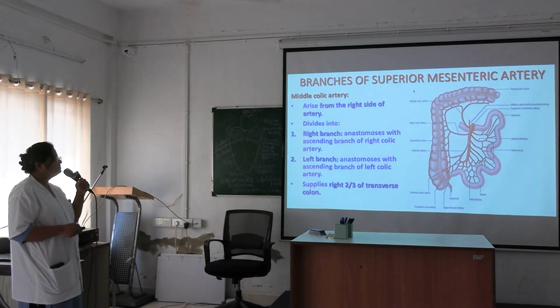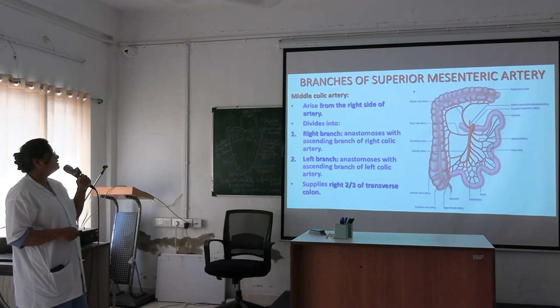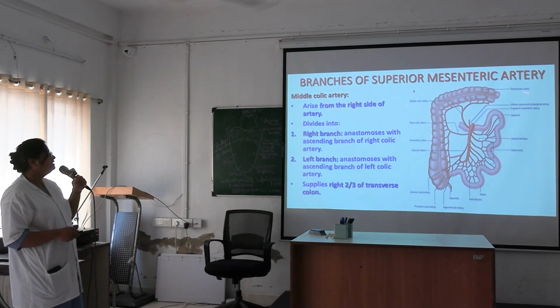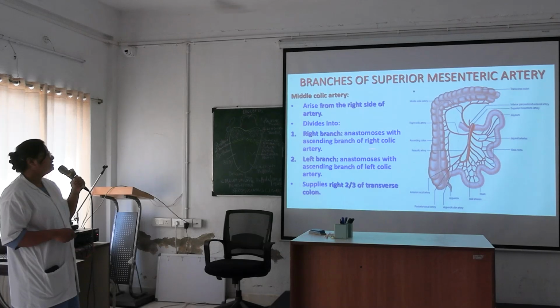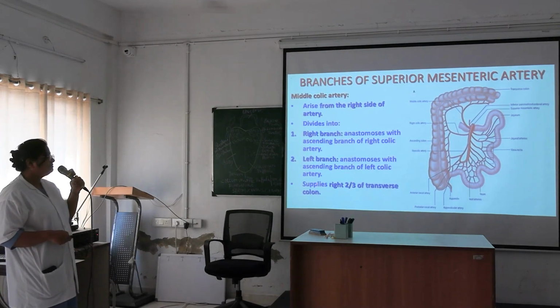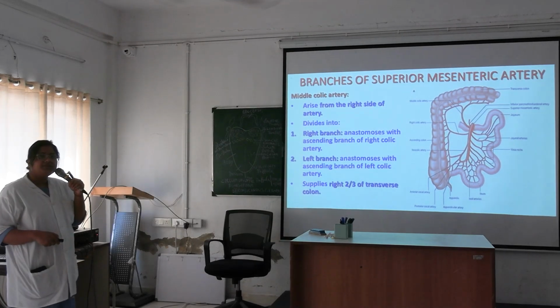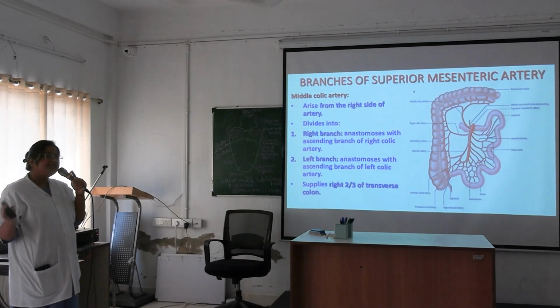Next is the middle colic. This one is middle colic, arising from the right side of the artery, dividing into right branch and left branch. The right branch anastomoses with the ascending branch of right colic, the left branch anastomoses with the ascending branch of left colic, and it supplies the right 2/3 of the transverse colon up to the level of the midgut.